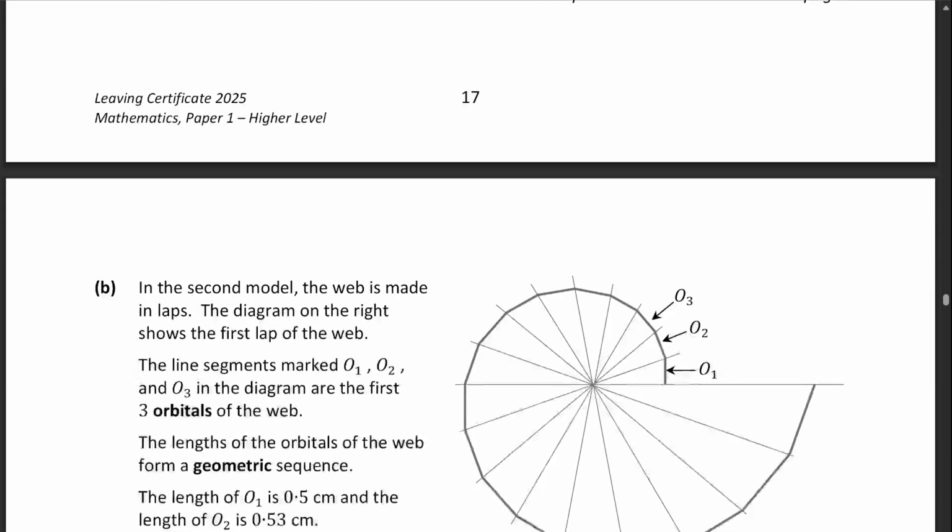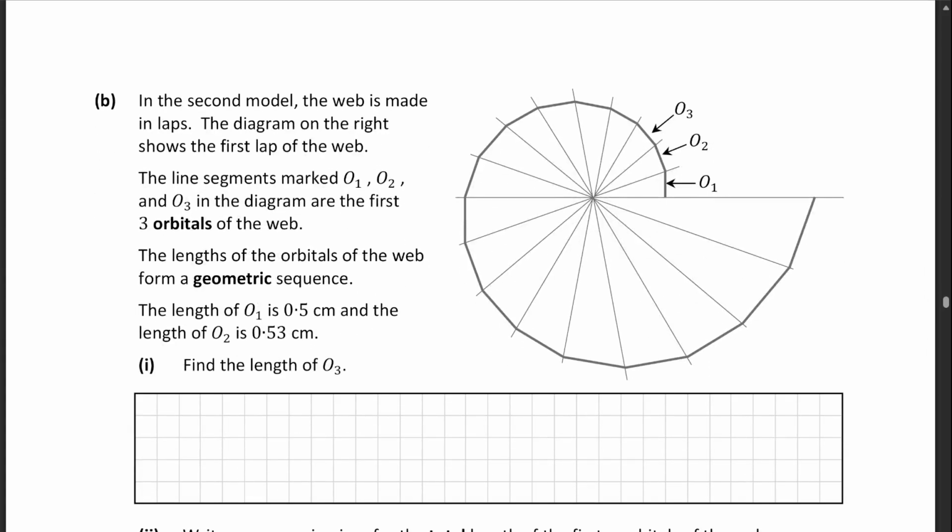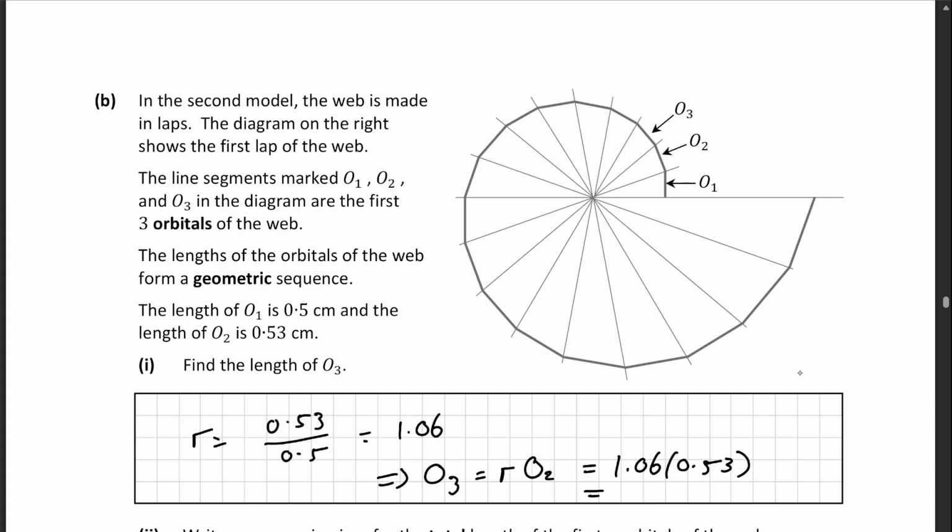So k is 17. In the second model, the web is made in laps. Diagram on the right shows the first lap of the web. Yep. O1, O2, O3 are the first three orbitals. The lengths form a geometric series. Find the length of O3. So our common ratio is 0.53 over 0.5, which is 1.06. So O3 is just r lots of O2, which is 1.06 times 0.53, which is 0.5618 centimeters.